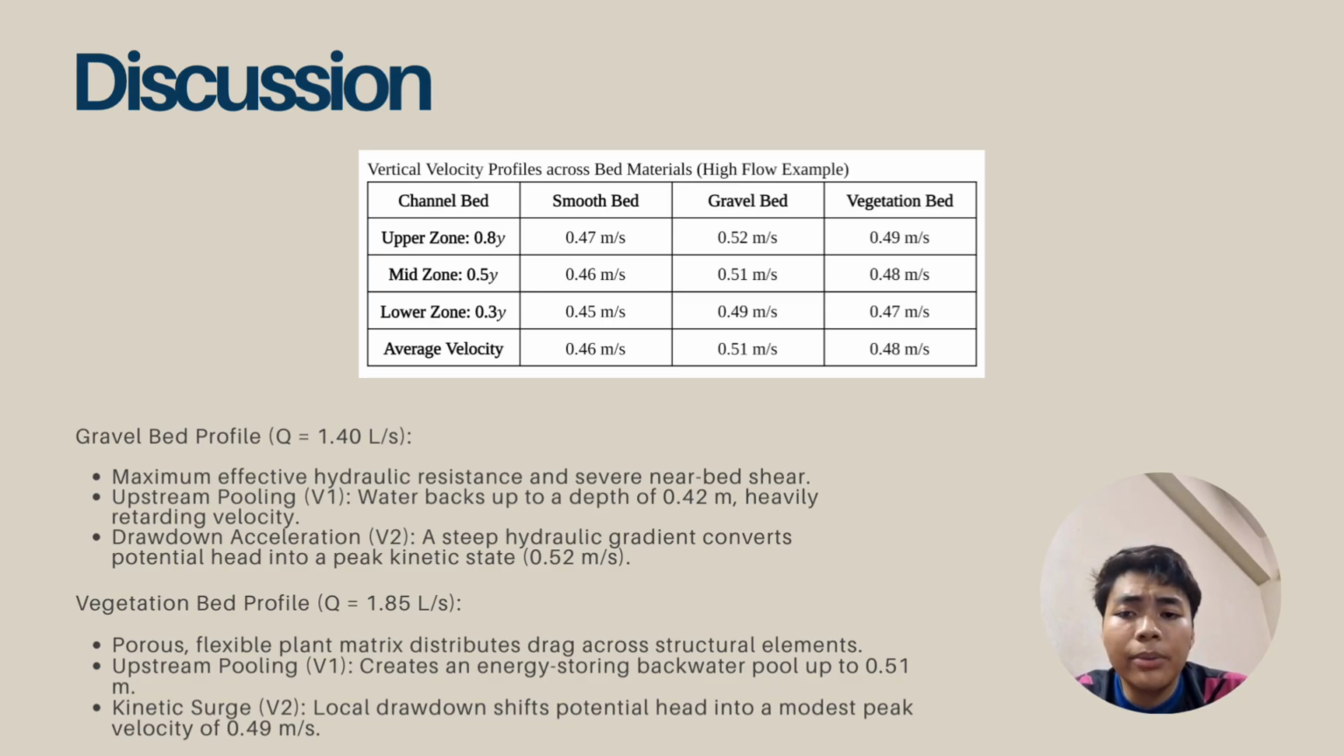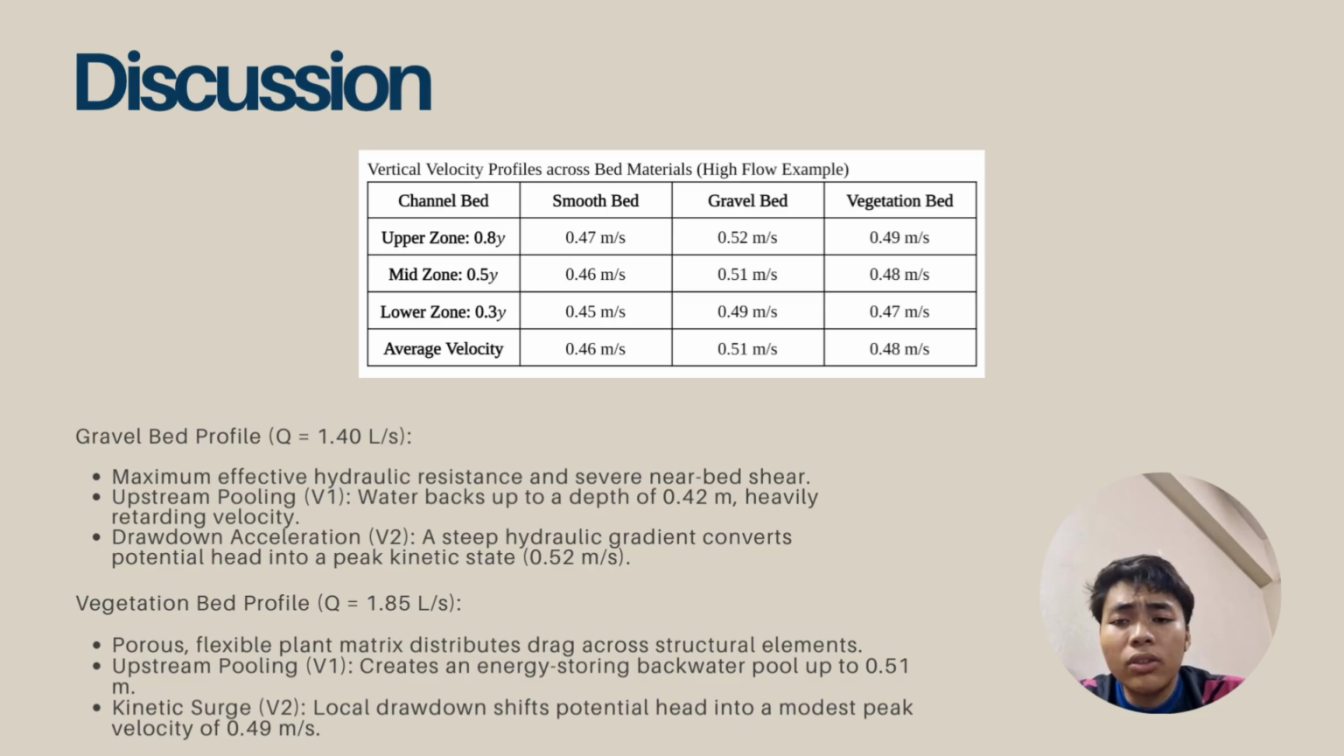This triggers a heavy upstream pulling effect at station V1, backing the water up to a depth of 0.42 meter and heavily retarding the flow velocity. However, to conserve the volume of water, an acute local drawdown gradient is triggered at station V2. This rapidly converts that stored potential energy into a high kinetic state, causing the velocity to peak at 0.52 meter per second. In contrast, the vegetation bed operates at a higher discharge of 1.85 liters per second.